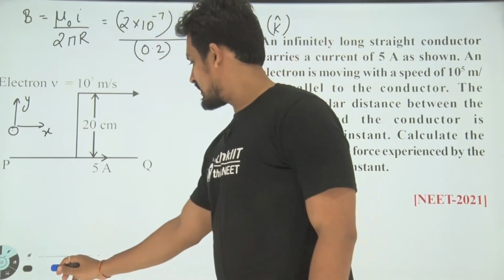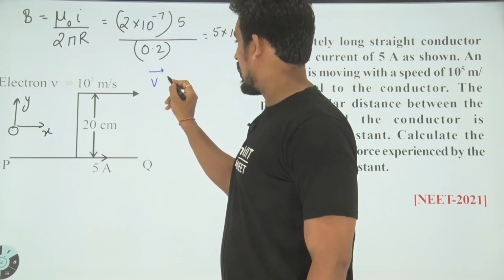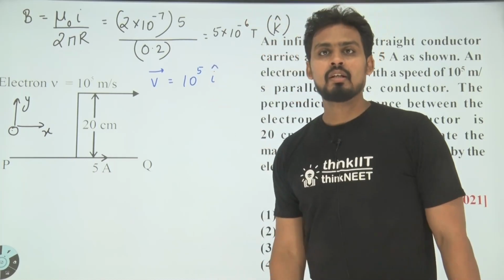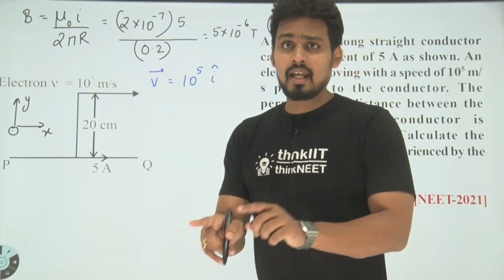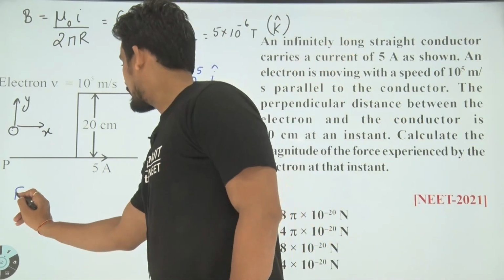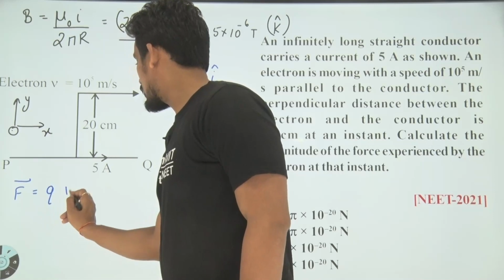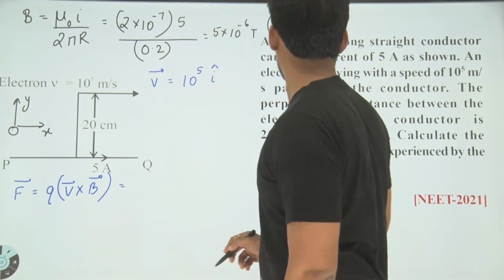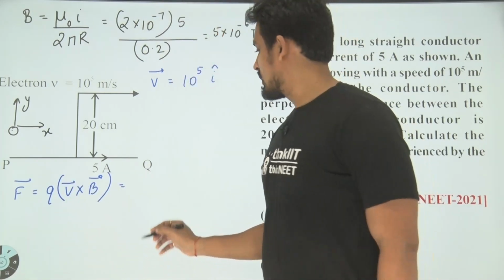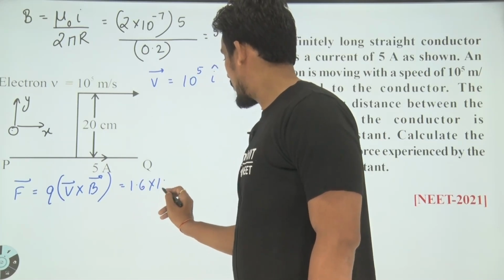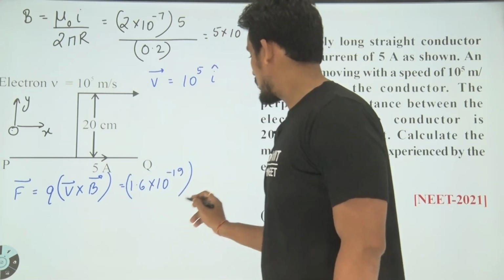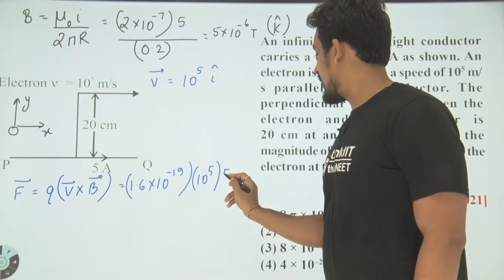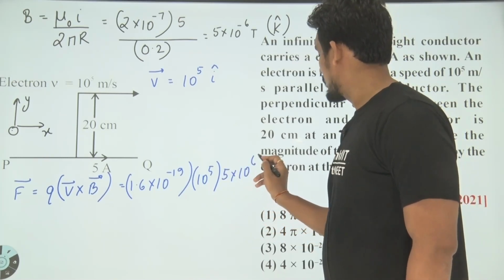Now once you have an understanding till this point, can I say the velocity vector of the electron is 10 to the power 5 into i cap? Yes or no? So the value of force would be written as Q times V cross B. So F vector is equal to Q times V vector cross B vector. Correct? What is the value of Q? It is the charge of an electron. So can I say this is 1.6 into 10 to the power minus 19. What is the value of V? It is given as 10 to the power 5. And what is the value of B? It is given as 5 into 10 to the power minus 6.